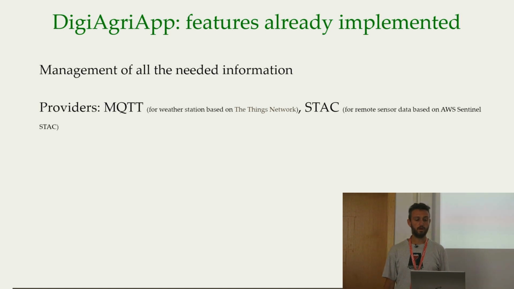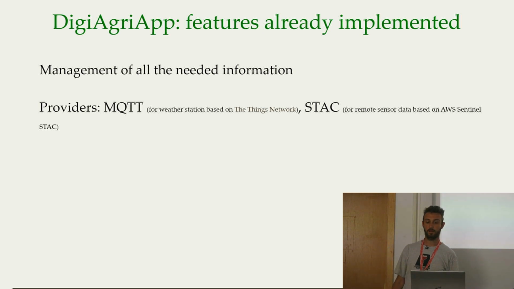So our weather stations are based on LoRaWAN. They send the data to The Things Network, which is an online provider of LoRaWAN services. And The Things Network provides MQTT as a service, so we can connect to the MQTT from the server and get all the data.